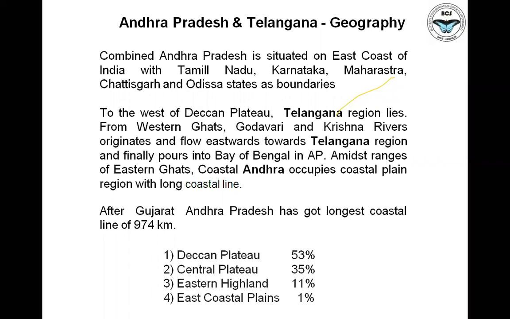And the ranges of Eastern Ghats, coastal Andhra occupies the coastal plain region with a long coastline. And of course, Andhra Pradesh has the longest coastline of 974 kilometers after Gujarat. And the geographical bifurcation of Andhra Pradesh is like this: Deccan Plateau is 53%, Central Plateau is 35%, the Eastern Highlands 11%, and East Coast Plains is 1%.